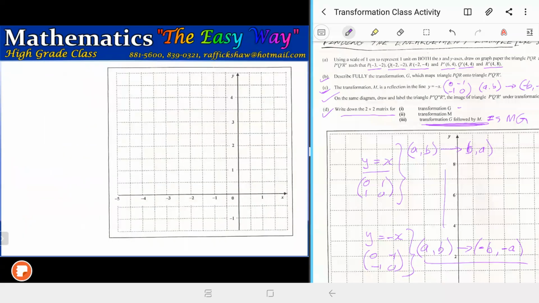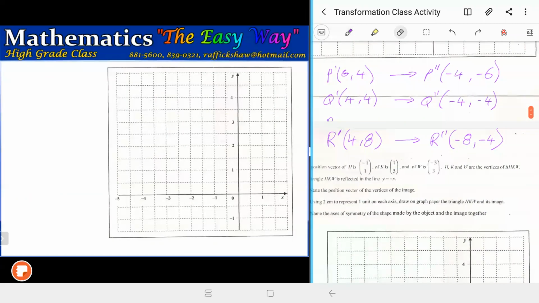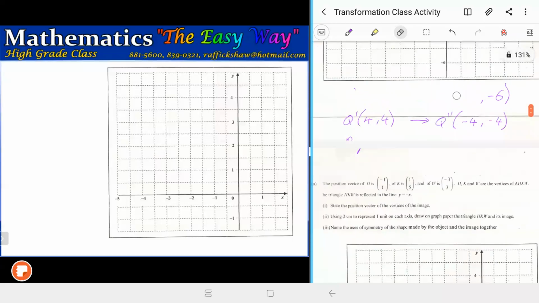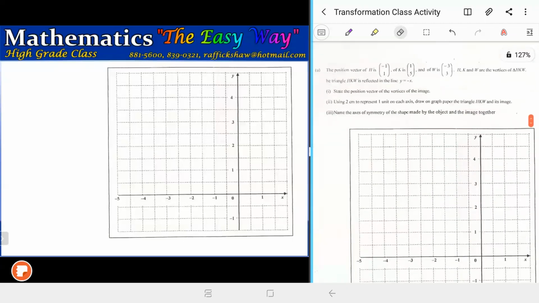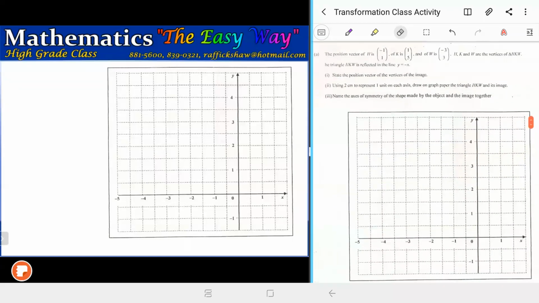All right, so let's look at it here now. So next question here is another example reflection question. And it's showing basically how they sometimes can use a column vector to represent the point.